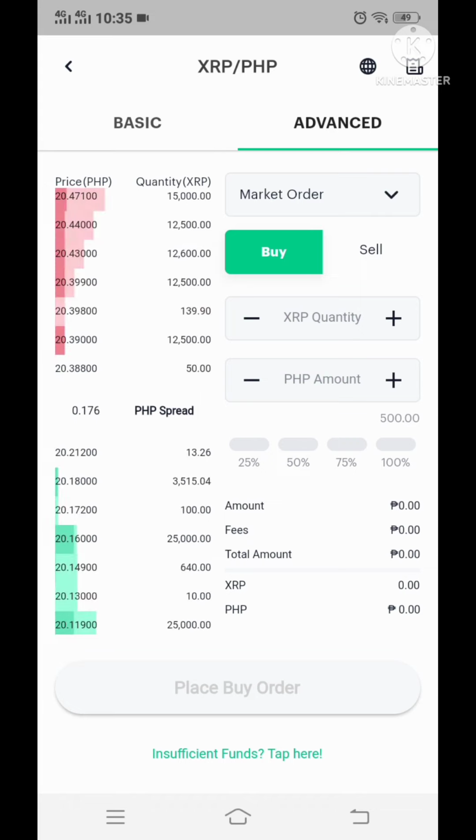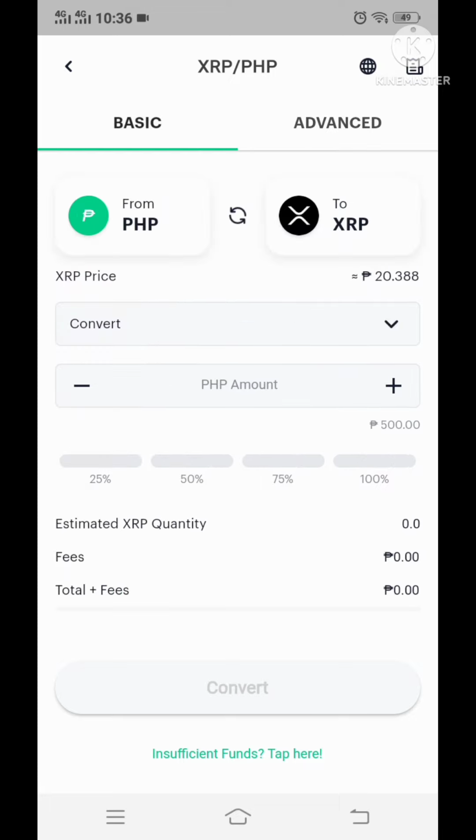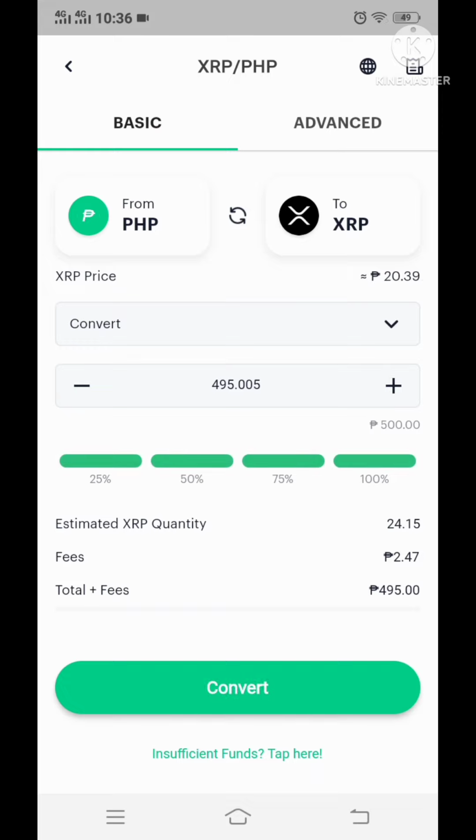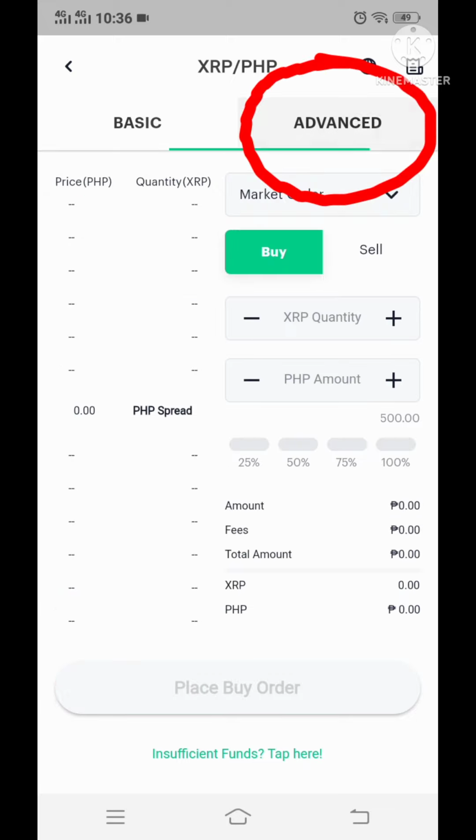Now, you will see two toggles, the basic and advanced. If you want to buy XRP immediately at the current market price, you can convert your Philippine peso into XRP under the basic toggle. But if you wish to buy a digital asset for a price that is lower than the market price, you go ahead to advanced and place a limit buy order.